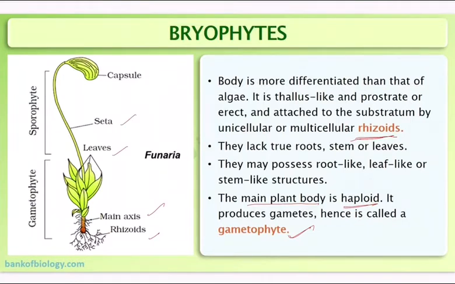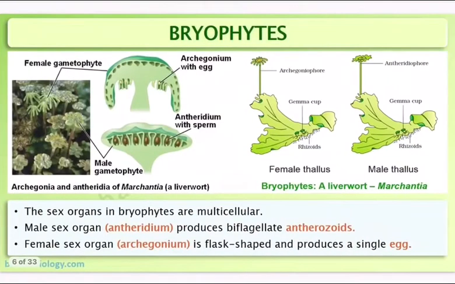For example, take Funaria: rhizoids are present, the main axis, then the main one is the gametophyte, with gametes and leaves, and then the seta and the spore-generating capsule called the sporophyte. So these are the structures. The sex organs in bryophytes are multicellular, whether it is antheridium or archegonium. Many cells will be there.